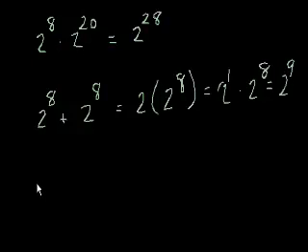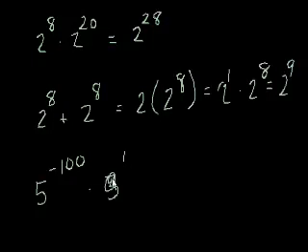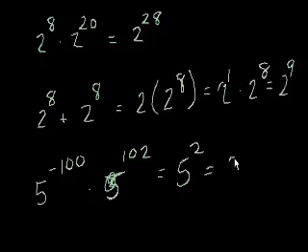If I were to say 5 to the negative 100 times 5 to the 102, that would equal 5 squared, right? I just take minus 100 plus 102. I'm sorry for that brain malfunction. And of course, that equals 25. So that's the first exponent rule.